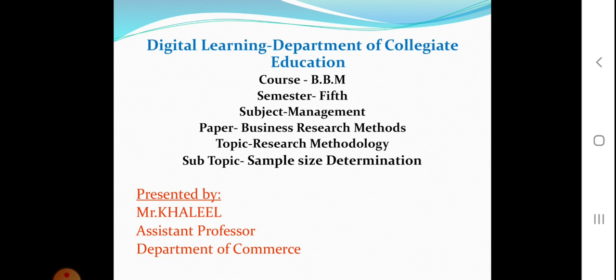Course BBM, 5th semester, Subject Management. The paper is Business Research Methods. Topic: Research Methodology. The subtopic: Sample Size Determination. I welcome you all to this session.